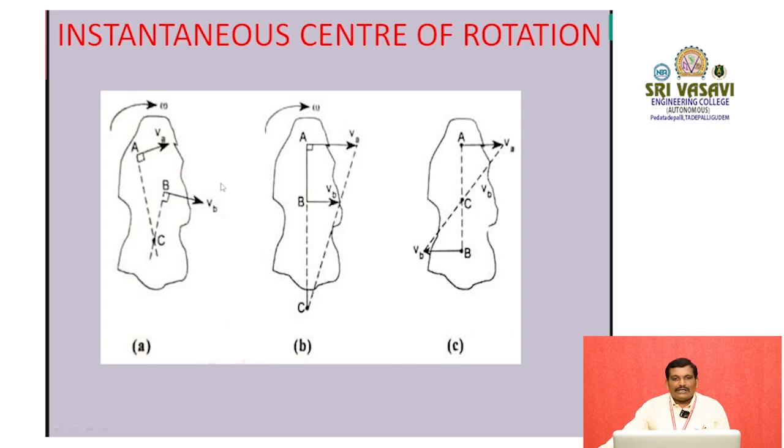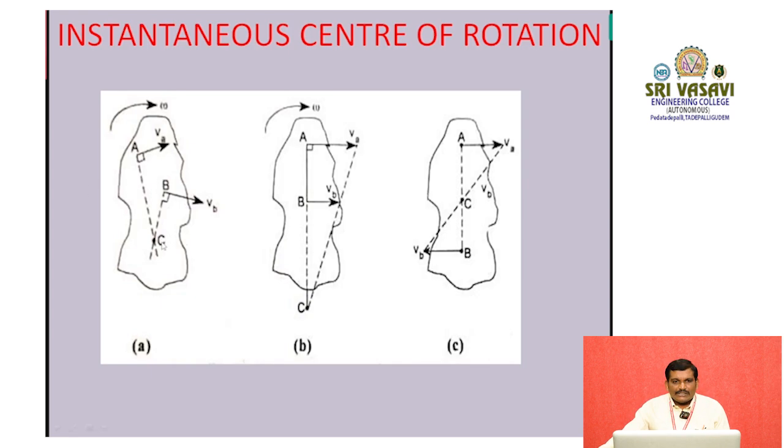Instantaneous center of rotation. Let us consider a rigid body in plane motion. Let the velocities be VA and VB at the points A and B. Draw perpendiculars to VA and VB through the points A and B.